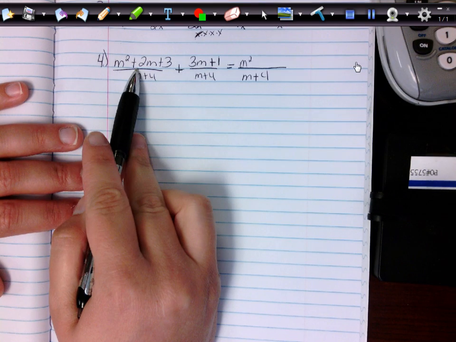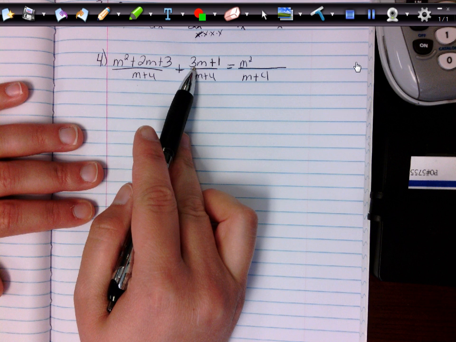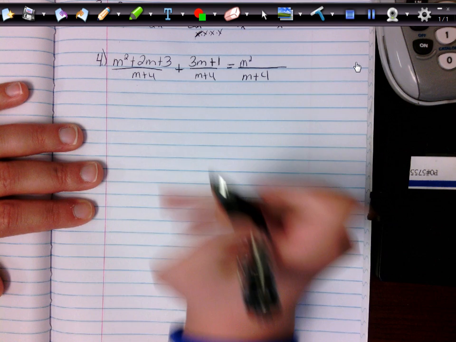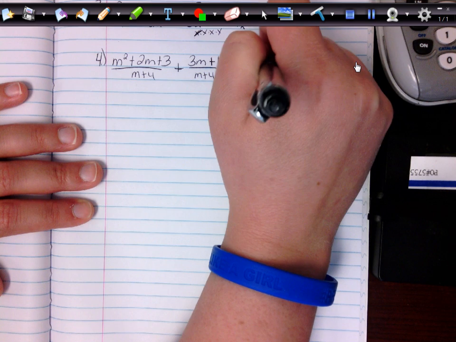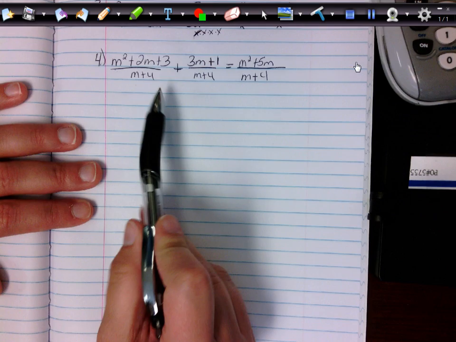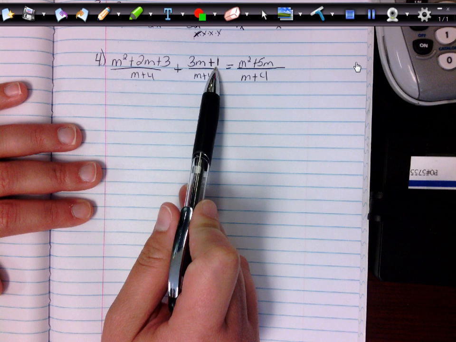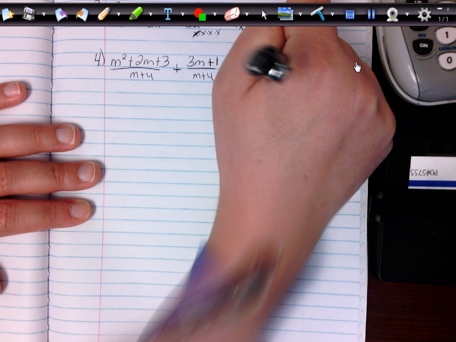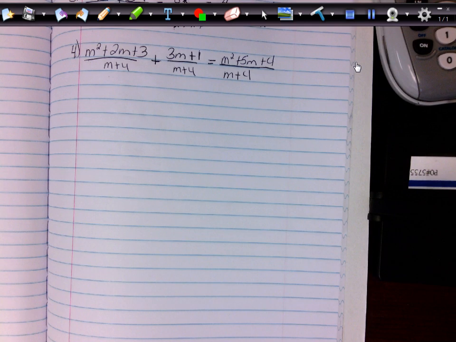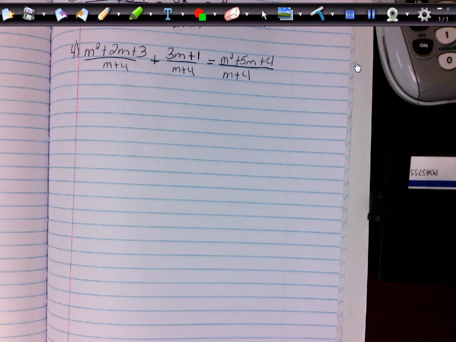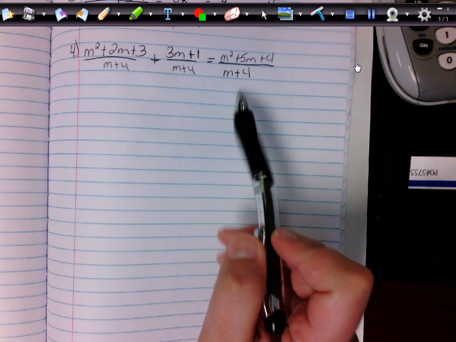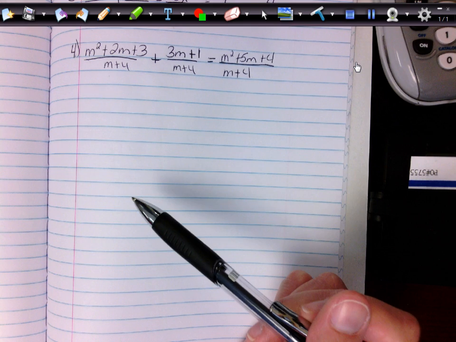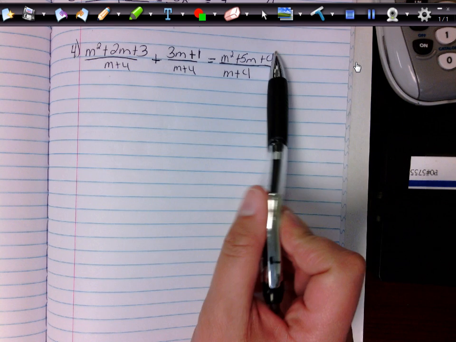I have a 2m, and I have a 3m, so I can put those together since they're both m's. 2 plus 3 gives me 5, so plus 5m. And then I can put together the 3 and the 1 because they're just numbers without a variable with them. So I'm going to say 3 plus 1 is 4. So now I have m squared plus 5m plus 4 all over m plus 4. Now I need to look at it and see if I can simplify it. Since I have a trinomial on the top and a binomial on the bottom, I'm going to have to see if I can factor anything. And I'm going to be able to factor this numerator.